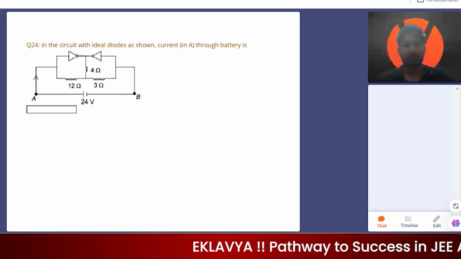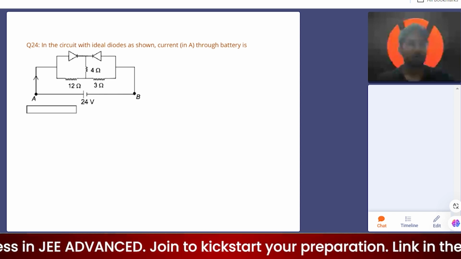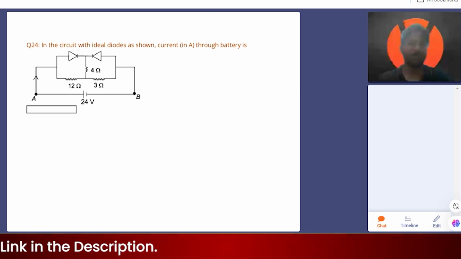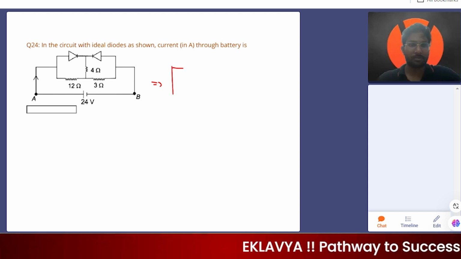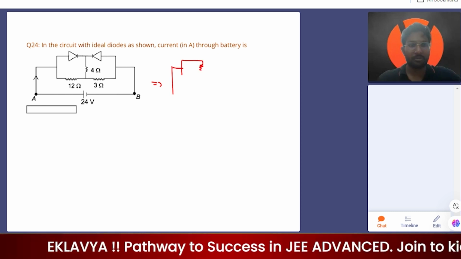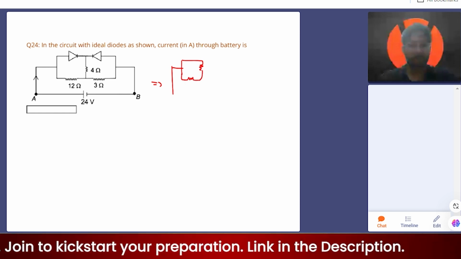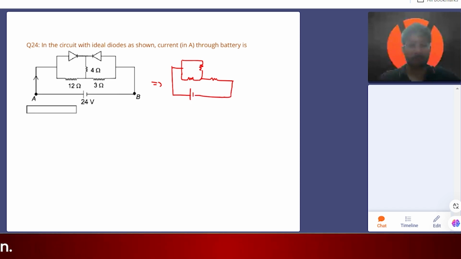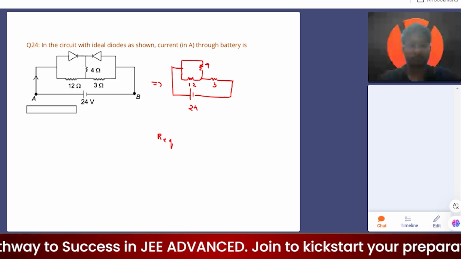Next question. Question 24. In this, they are asking us to identify the current in the entire circuit by considering the diodes to be ideal. Ideal diodes mean zero resistance. So this diode will be forward biased and this diode will be reverse biased. Thereby, the overall circuit shall transform into like this: 4, 12, 3, 24.